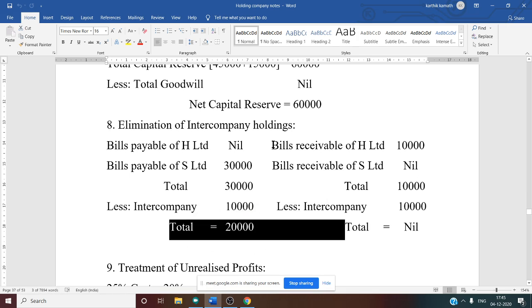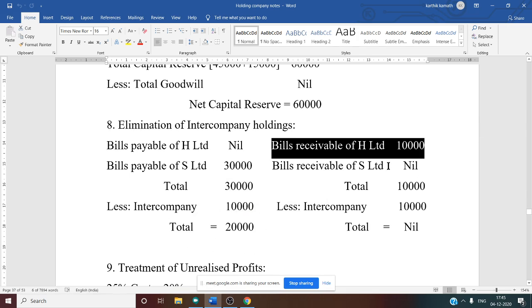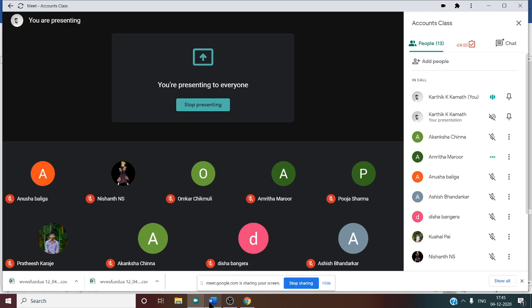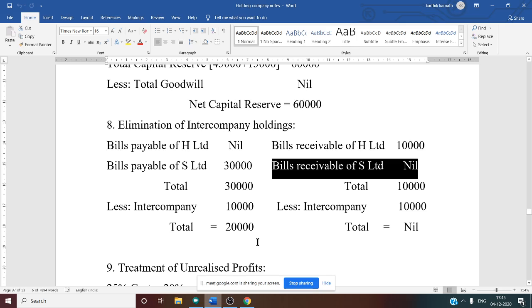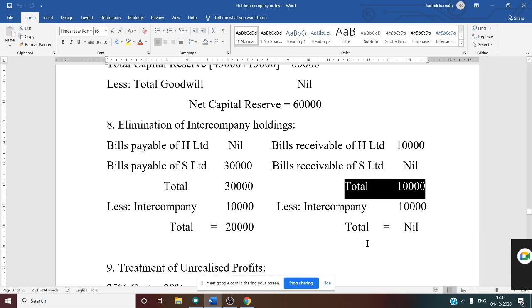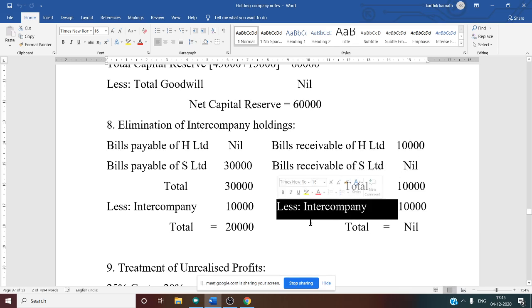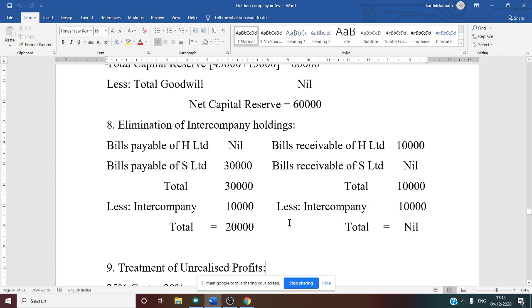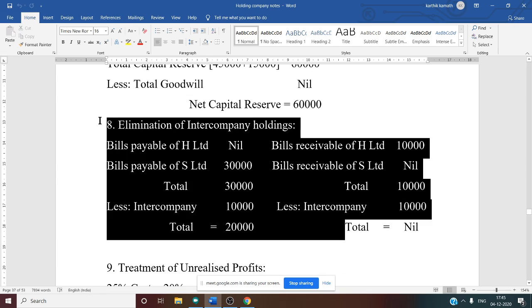If you see the asset side, bills receivable of H is given in the problem, 10,000, but bills receivable of subsidiary is not mentioned. Bills receivable of subsidiary is not given in the problem. That is why total bills receivable 10,000 plus a nil amount, that is 10,000 itself, less intercompany, that is 10,000, total, that is nil. So there is no bills receivable in consolidated balance sheet. That is working note number 8.